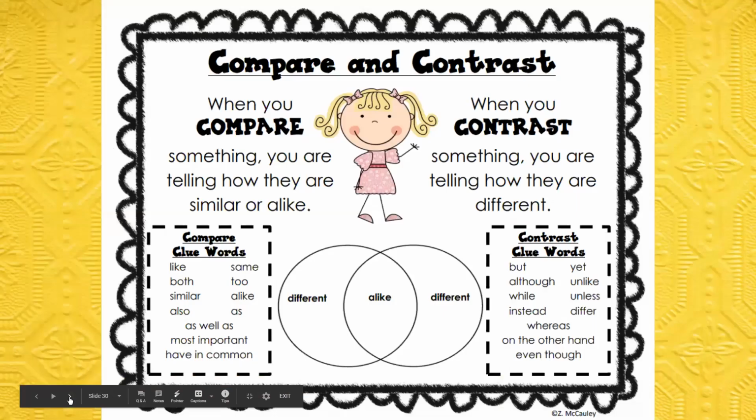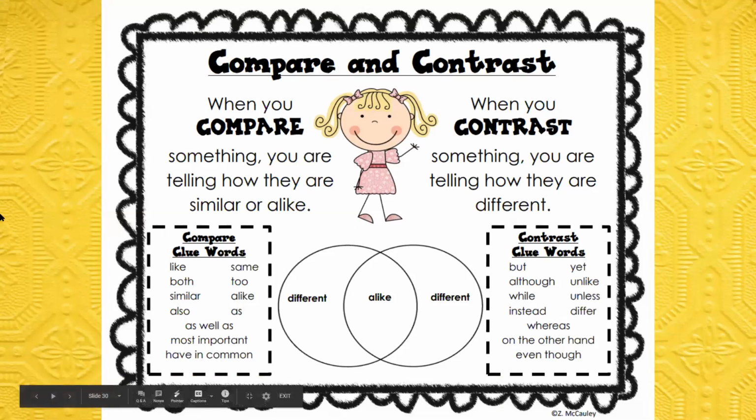So we are comparing and contrasting. That's what it means to be alike and different. Alike means to compare. When you compare something, you are telling how they are similar or alike. And to be different means to contrast. When you contrast something, you are telling how they are different.